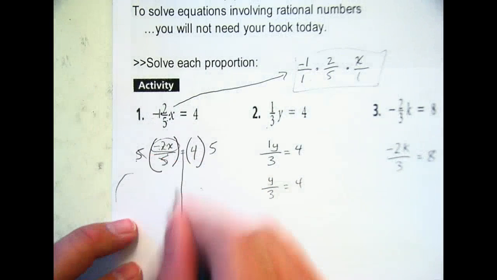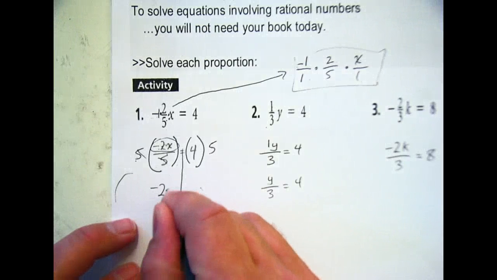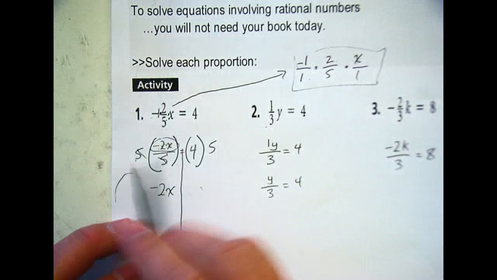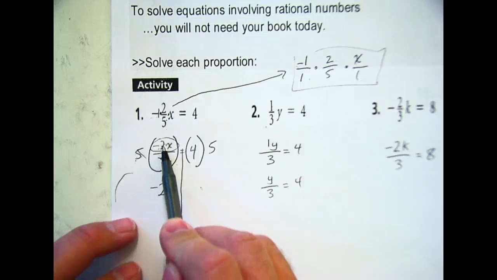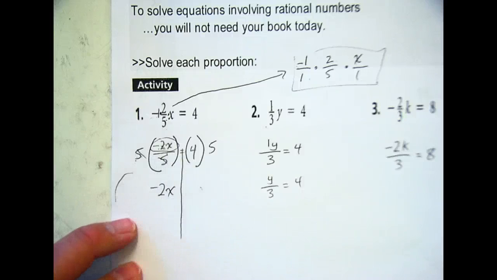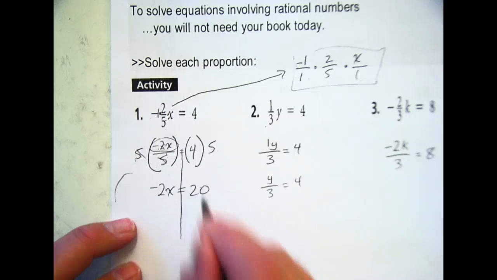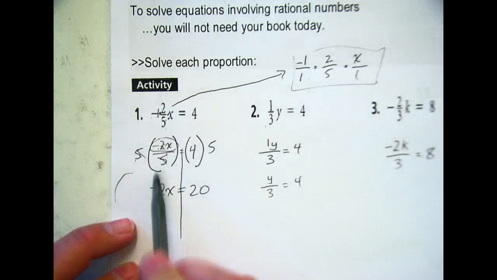These things cancel. We call that canceling in math. So you're left with negative 2x. 5 times negative 2 is negative 10. Divided by 5 is negative 2. What's 4 times 5? Whatever you do to one side, you have to do to the other. It's 20. Notice in one step, I got rid of the fraction.